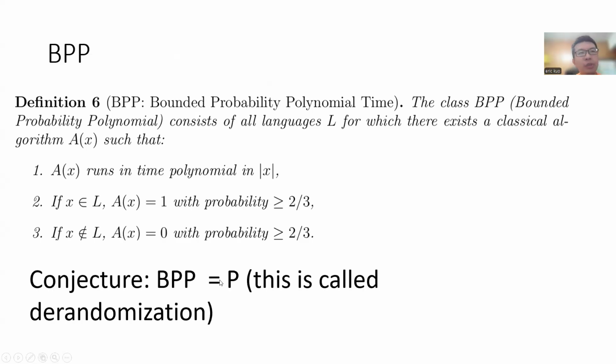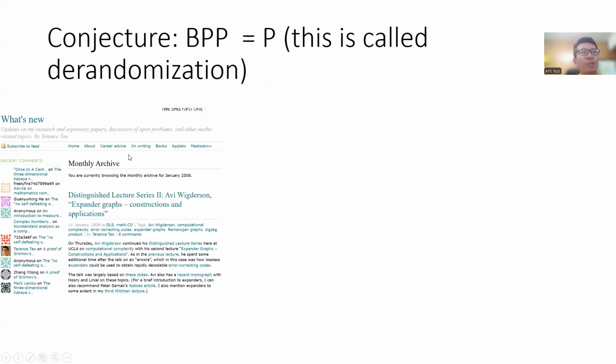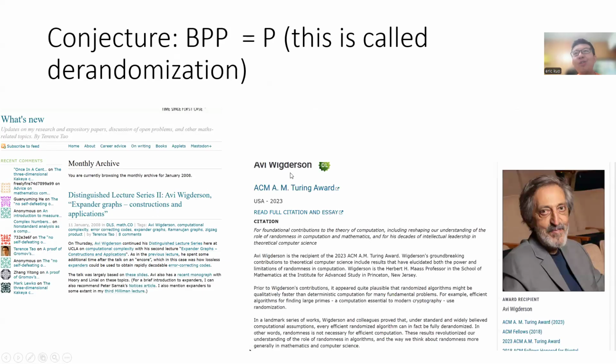And there's a conjecture that BPP equals P. This is called derandomization, and this is a very famous conjecture, and there is lots of work. But I don't have time to talk about it. I suggest that you read Terence Tao's blog describing Avi Wigderson's work. There are some videos by Avi that you can find on YouTube. There's some non-trivial connection between NP completeness and BPP equals P.